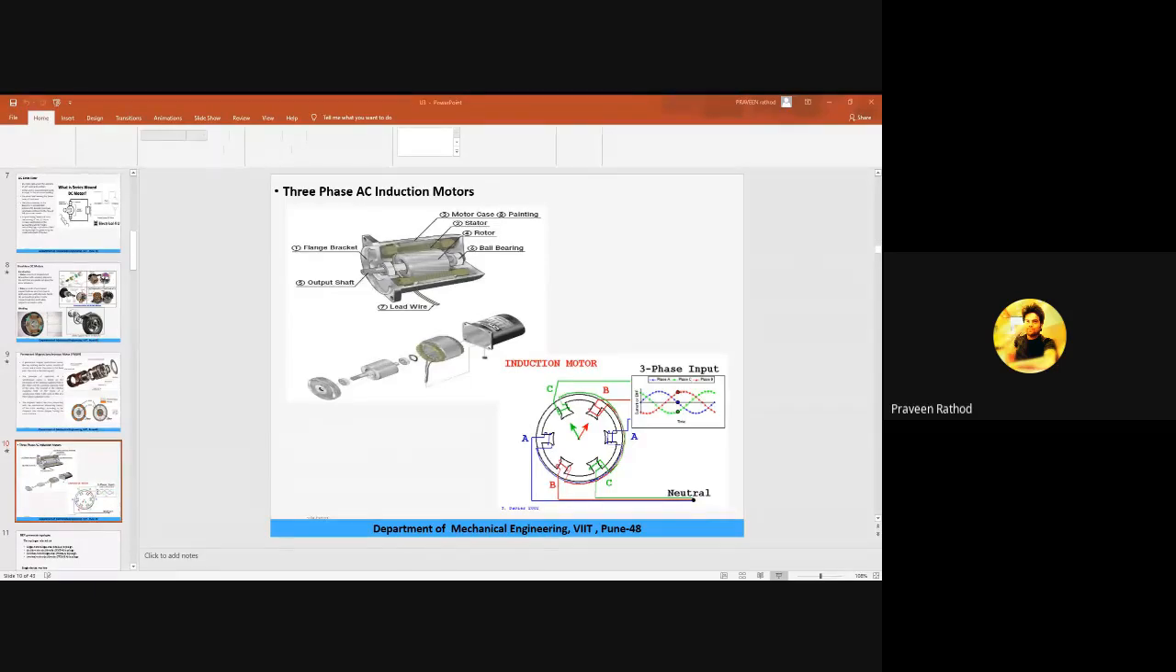We will see them one by one. First is the single motor, single axle topology. Second is the double motor, double axle topology. Third is the in-wheel motor, single axle topology. Single means front axle or rear axle, whichever you want to consider. Double means both the front axle as well as the rear axle.